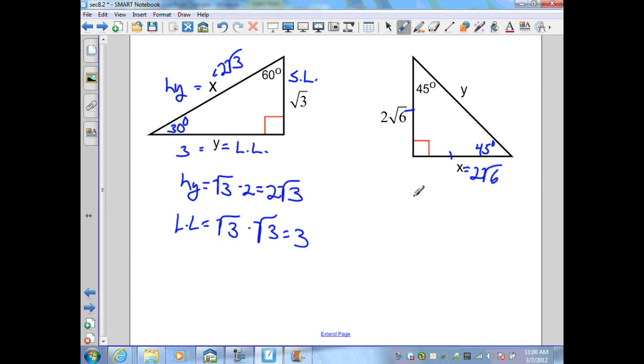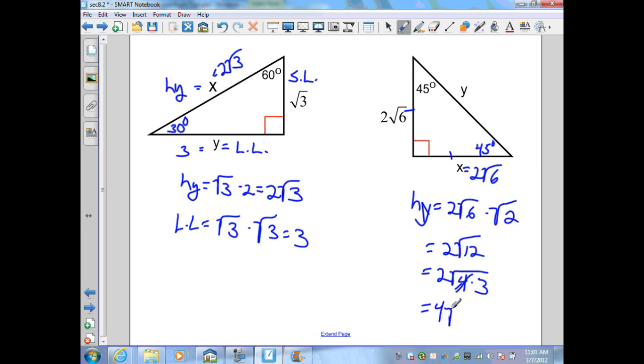To find the hypotenuse in a 45, 45, 90, I'm going to multiply the leg, which is 2 square roots of 6, times the square root of 2. That gives me 2 times the square root of 6 times the square root of 2, which is the square root of 12. But that can break up into 2 factors, one being a perfect square: 2 times 4 times 3. The square root of 4 is 2. 2 times 2 is 4 square roots of 3. Therefore, the hypotenuse is 4 square roots of 3.